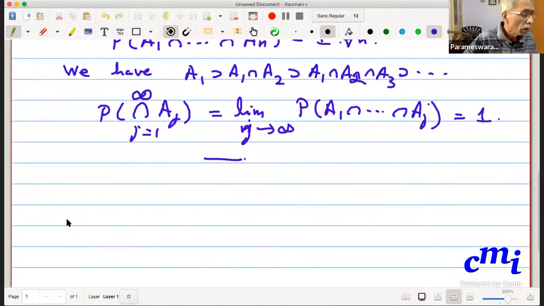So here is another problem. These problems are from the book.